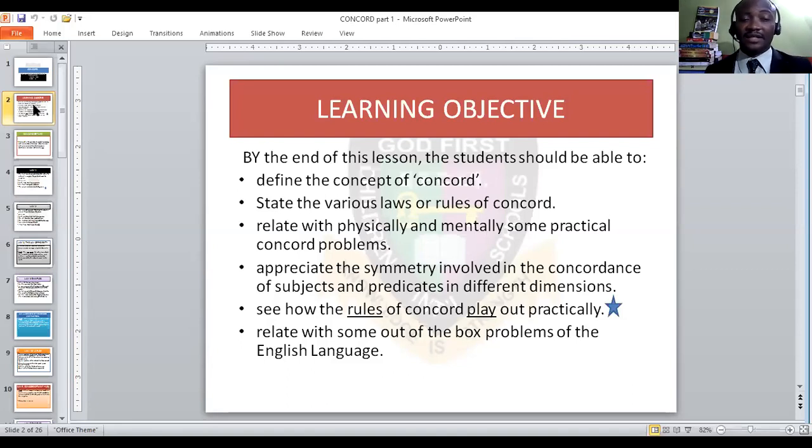For instance, this sentence I've just made. Today, please note, whenever you see my star, you know that I have something important to let you know. I have some tidbits, some rewards I want to give you today. Now look at that sentence: see how the rules of Concord play. Why didn't I say, see how the rules of Concord plays? Because this is plural and this is plural as well. I can't use plural and singular. So we see that in the various laws alongside others. You would also relate with some out of the box problems of the English language. Yes, I've been able to note some things you need to know apart from what we're talking about right here.